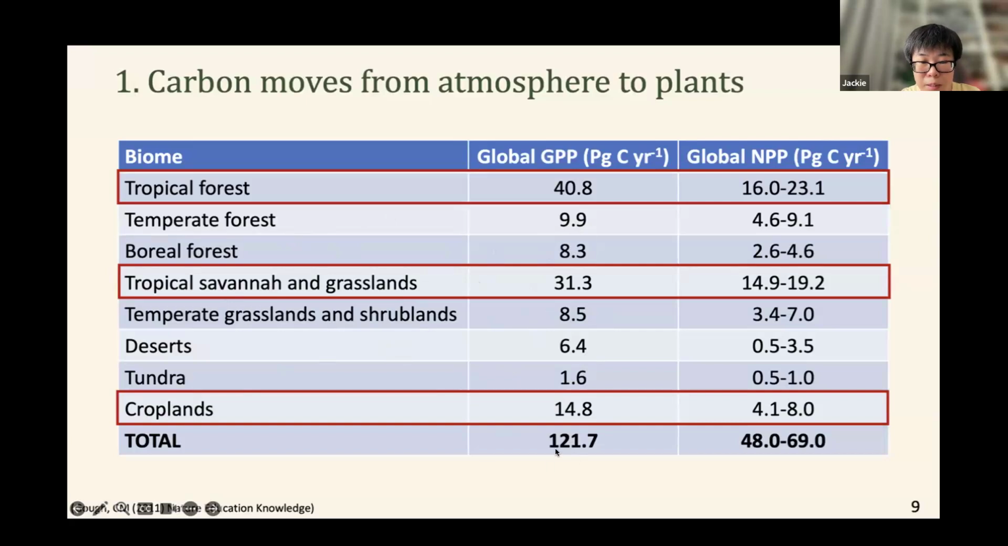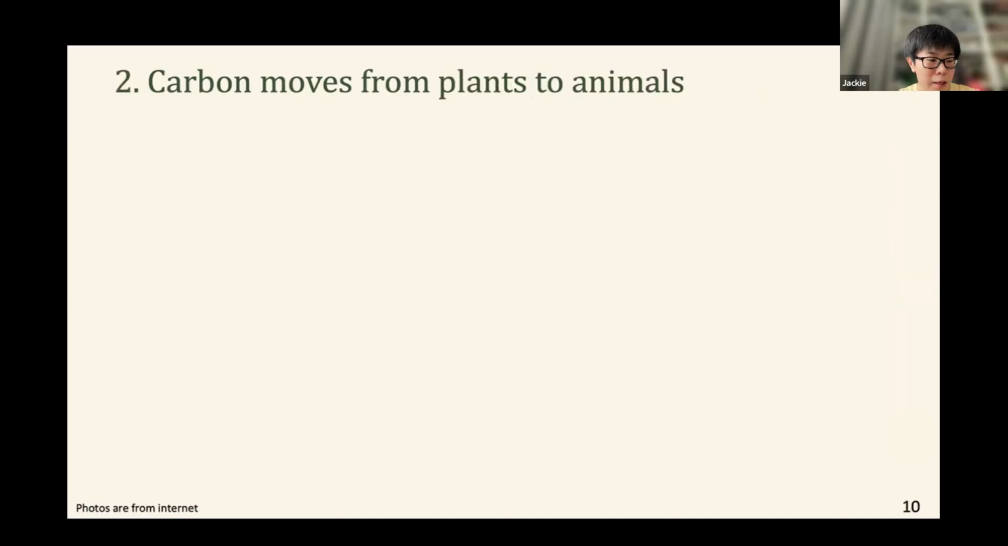Another important number for you to get an idea of is the average estimate for the global GPP, which is about 120 petagrams per year. I think this is very straightforward information for you to understand, so I won't repeat too much. That is the first carbon cycling pathway: carbon moves from the atmosphere to the plants.